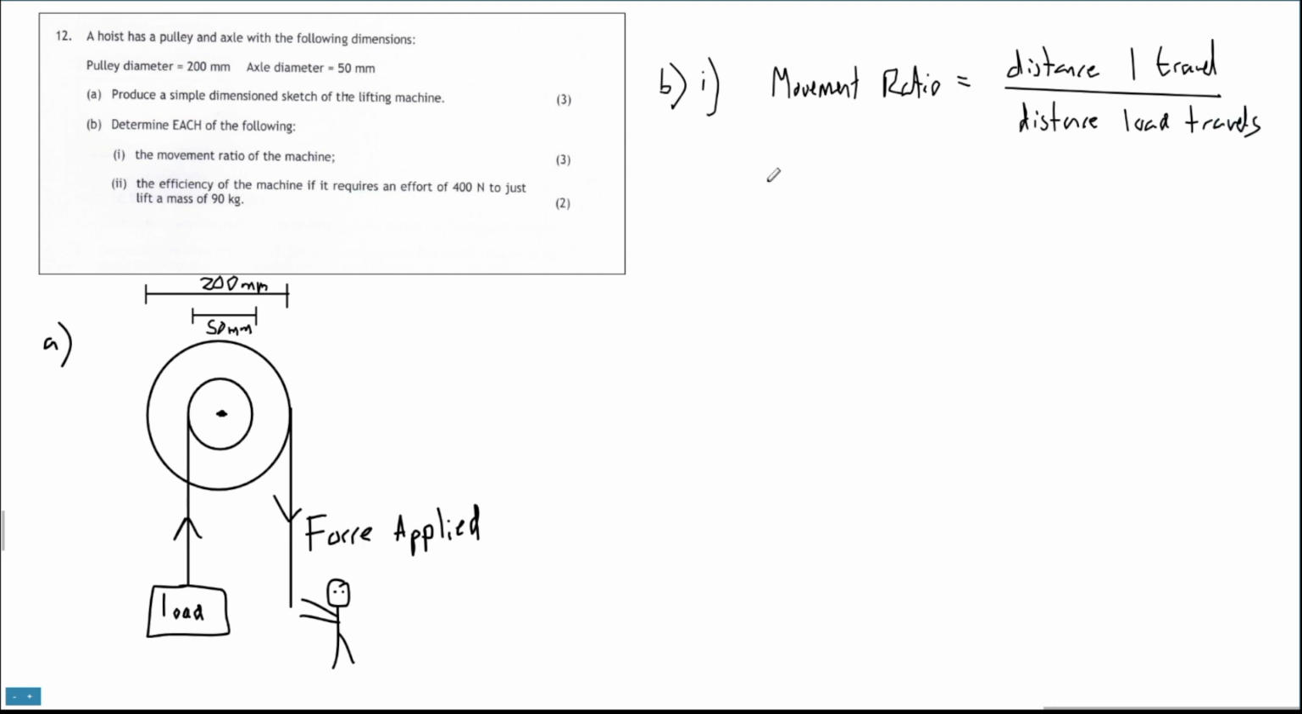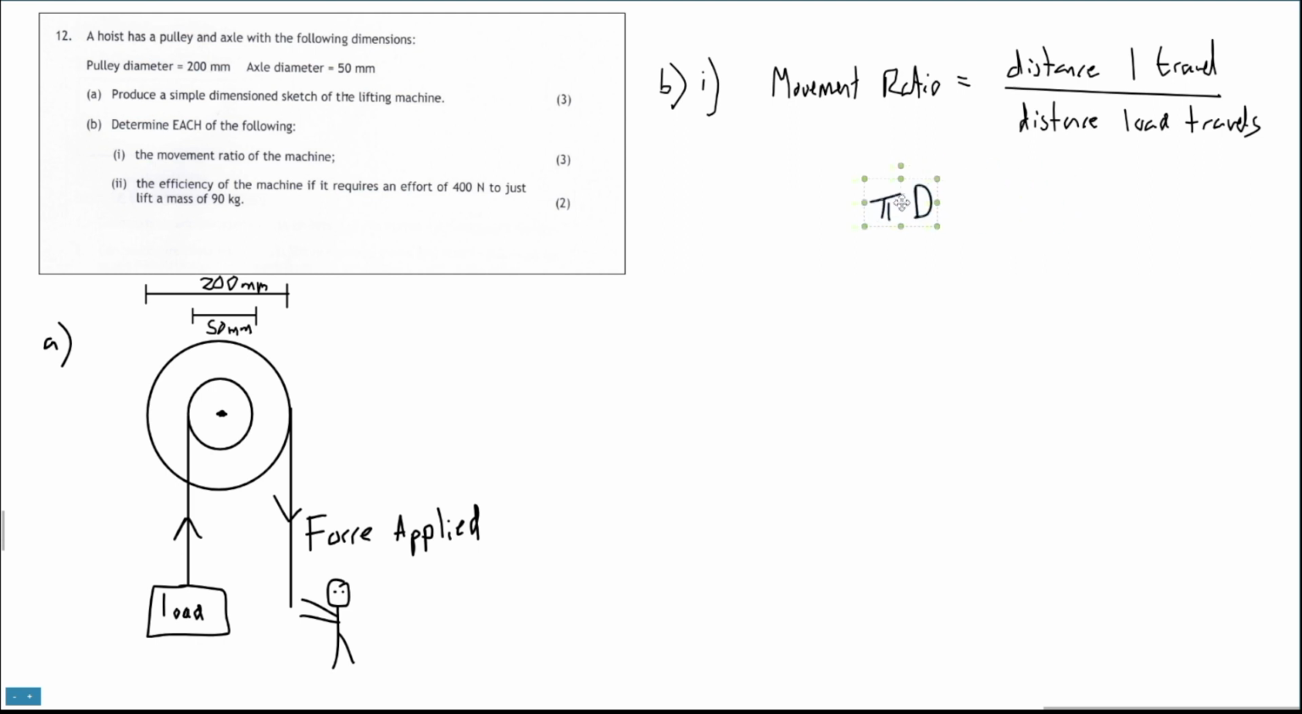Okay, so this is true for all of these situations. It's always like this. They have to adapt it for each situation a little bit. In this case, the distance I travel, or the rope I am having to pull, is going to be equal to the circumference. To do one rotation of that wheel, I'd have to do one circumference of the big wheel. So the circumference is given by pi d, and we've got d here. It's 200 millimeters.